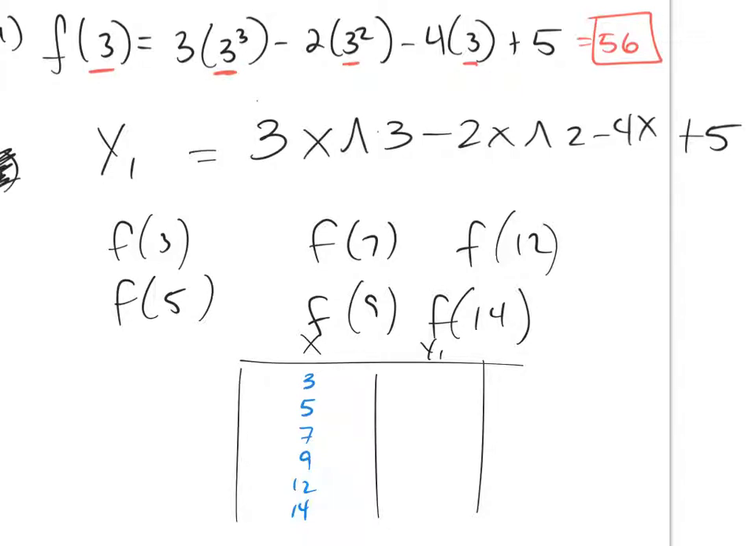Second, table. I'll tell you the numbers. 3, enter, 5, enter, 7, enter. See what I'm saying? It's a much quicker way to get it.